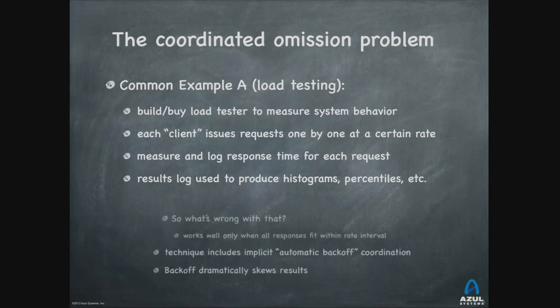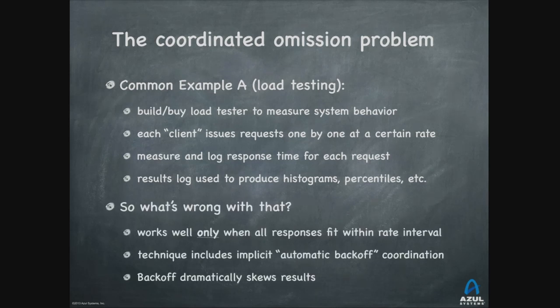What's the problem here? This works well only when none of the responses took longer than it would have taken you to send the next request under whatever test you were supposed to perform. You're supposed to do a certain scenario, and under the scenario you were supposed to do this, but you couldn't do it yet because the previous one didn't arrive yet. And the minute that happens, once, the entire model just breaks. You're no longer measuring your system, you're measuring only the good parts of your system.